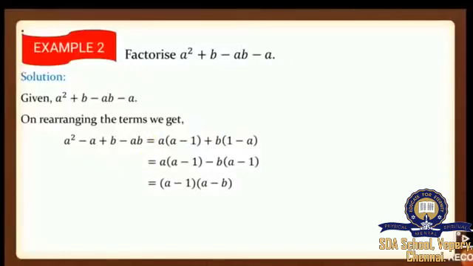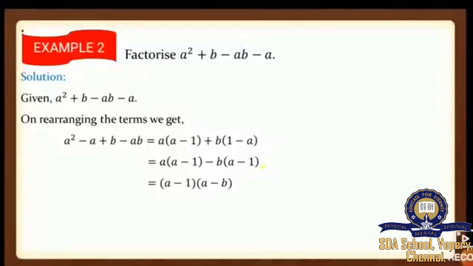Now if you observe, from the first and the second term, you can take a commonly outside. So you will get a into a minus 1. Similarly, from the third and the fourth term, you can take b commonly outside. So you will get b into 1 minus a. Now, you have a minus 1 here and 1 minus a here. In order to get a minus 1, you need to take the minus sign commonly outside the bracket. So if you take minus commonly outside the bracket, you will get a minus 1 here.